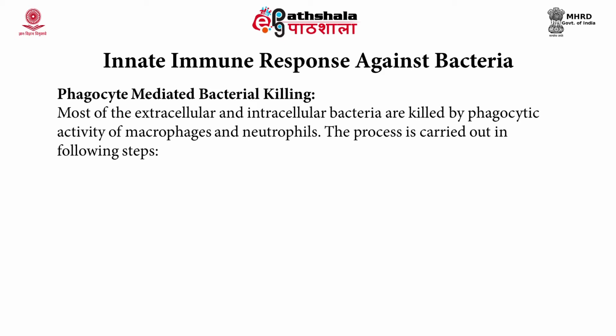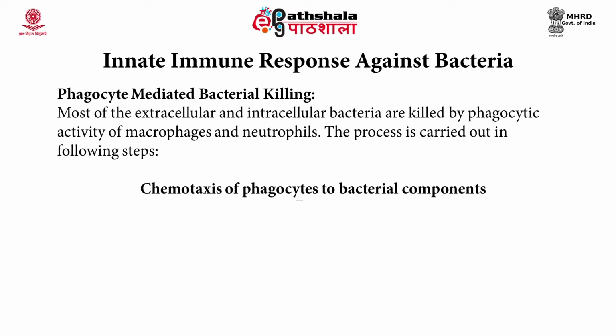Phagocyte mediated bacterial killing. Most of the extracellular and intracellular bacteria are killed by phagocytic activity of macrophages and neutrophils. The process is carried out in the following steps. The first step is chemotaxis of phagocytes to the bacterial components. The phagocytes are attracted to bacterial pathogens by the bacterial component N-formyl-methionyl-leucyl-phenylalanine, the cytokines and chemokines, and the complement product C5a.